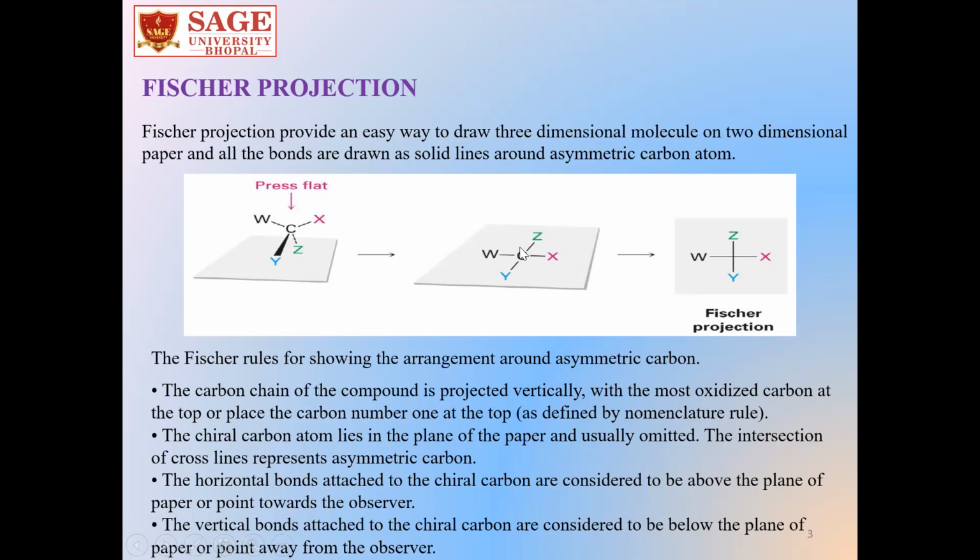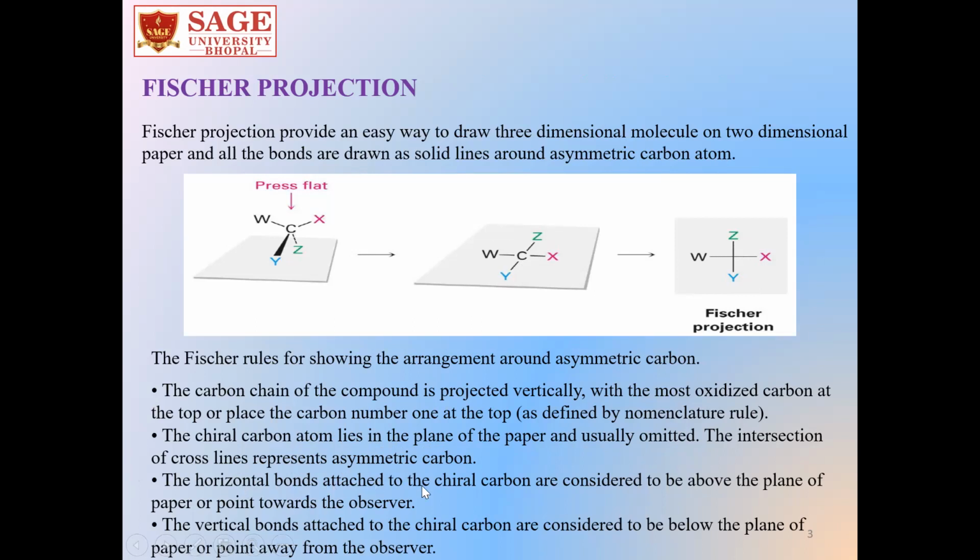The chiral carbon atom lies in the plane of the paper and is usually omitted. So this carbon atom is the chiral carbon, but when we put it in the Fischer projection, we will omit this carbon atom. Instead, there will be only this crossing. So the chiral carbon will be omitted, and the intersection of the cross lines represents this asymmetric carbon.